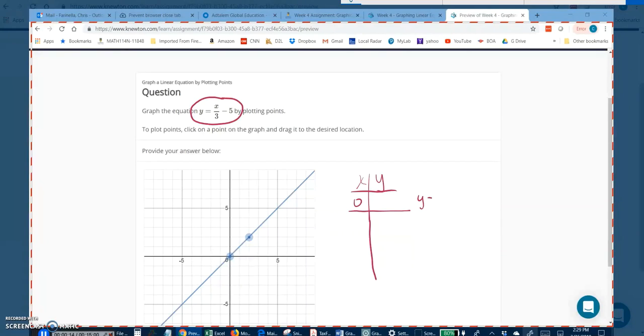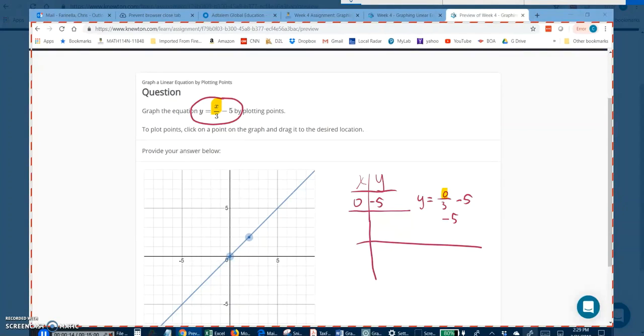If we have y is equal to 0 over 3 minus 5, plugging in x equals 0 right there, right? Then we're going to get 0 divided by 3 is 0, and 0 minus 5 is negative 5. So there's 1 point.